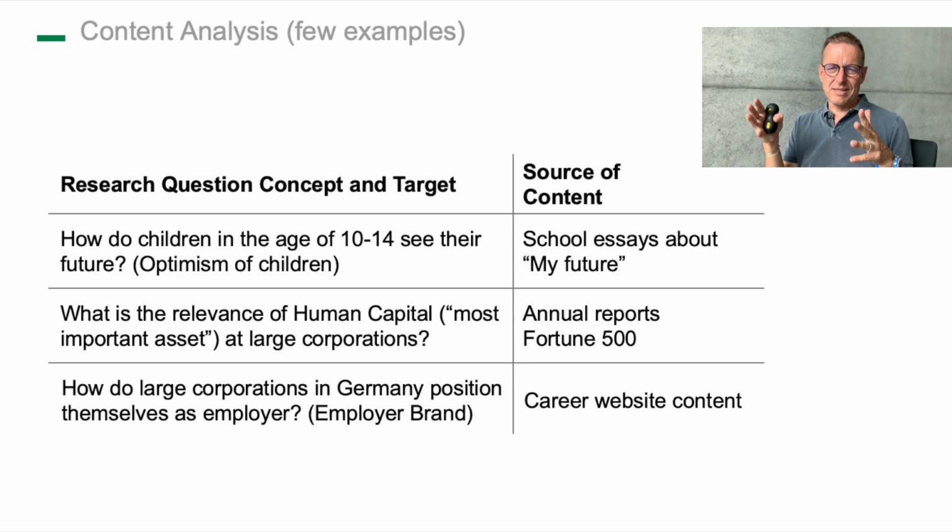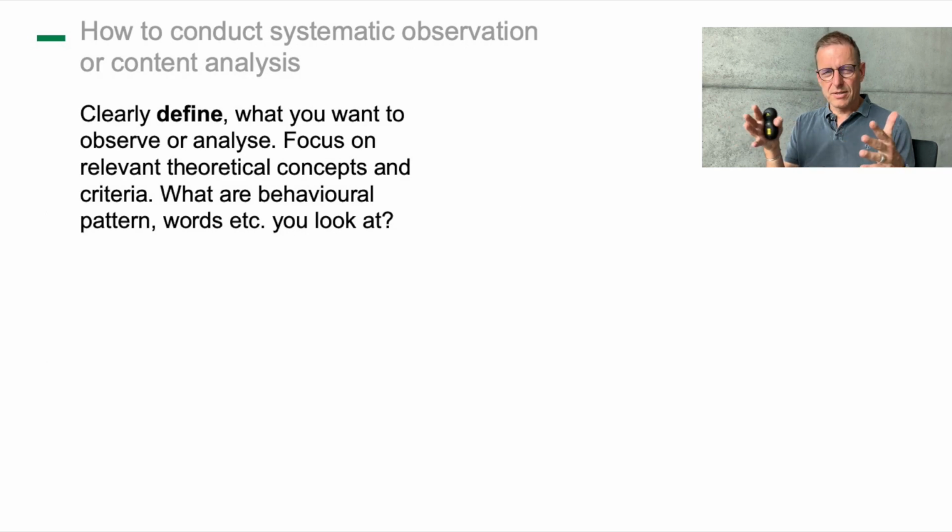This goes pretty much along with what I already said about developing a questionnaire. Be clear about what you want to observe. That's the first thing. It's exactly the same as when you do a questionnaire. Be clear about the variable you want to measure. Be clear about the theoretical concept. What's in, what's out. What is it that you want to observe? What is it that you analyze, and what not?